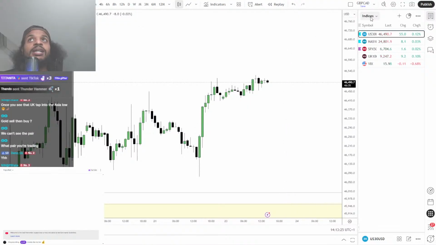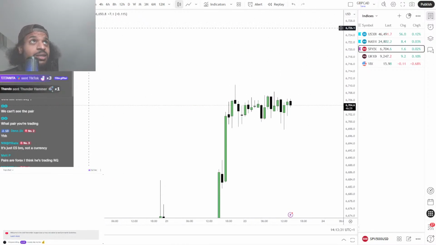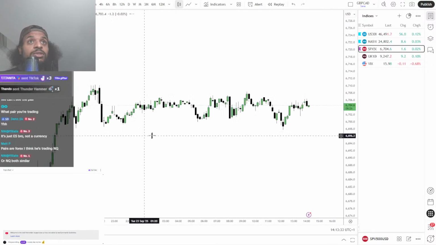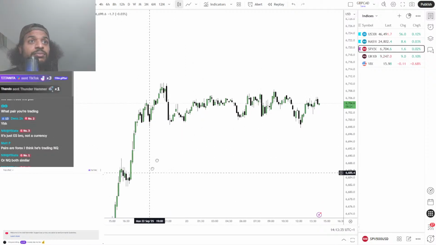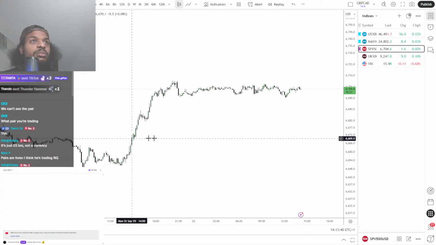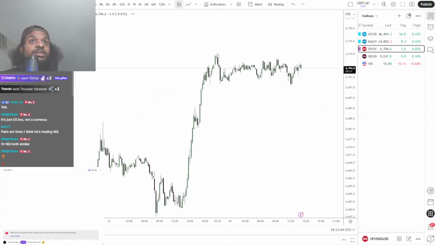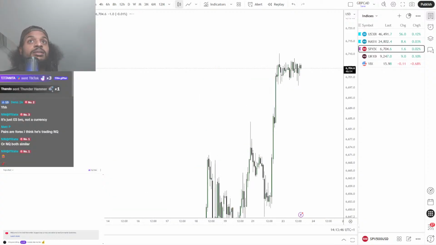US 30. I trade US 30. Nothing happening. Someone mentioned S&P. It's flat as fuck. There's nothing going on here, bro. So you want to see it break out. You want to see it do something else, and then potentially you want to buy it. Right now, it's not. You ain't missing anything. Trust me, not missing nothing there.